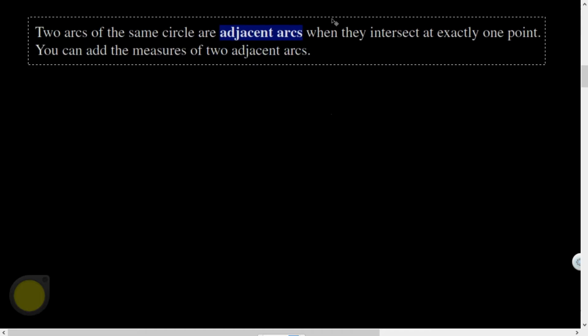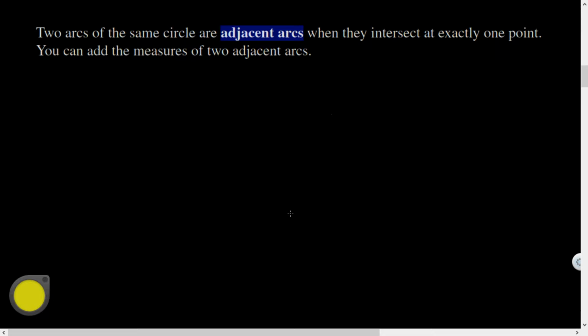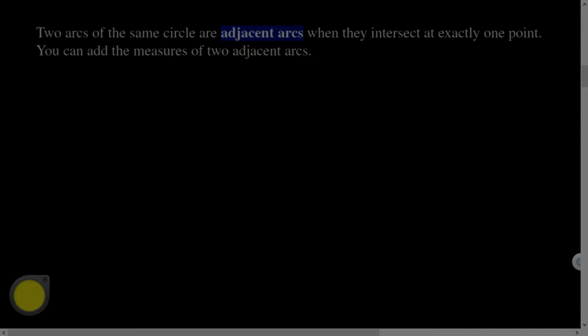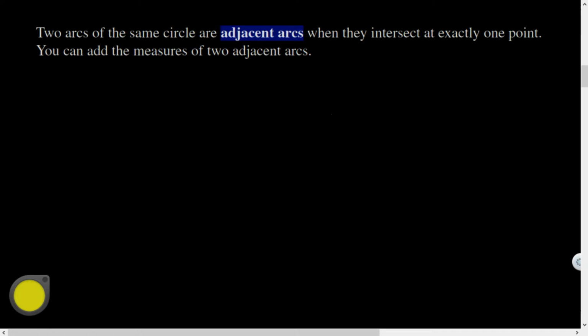It's classic. Let's see. Here it says two arcs of the same circle are adjacent arcs when they intersect at exactly one point. And guess what? You can add the measures of two adjacent arcs. Well, if their units are the same, or if they're like terms in algebra, you can add anything you want.